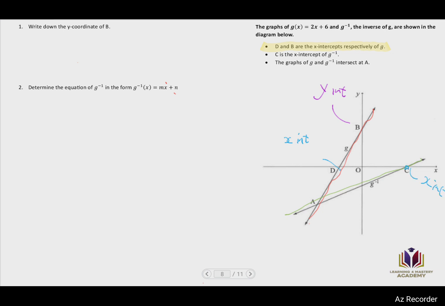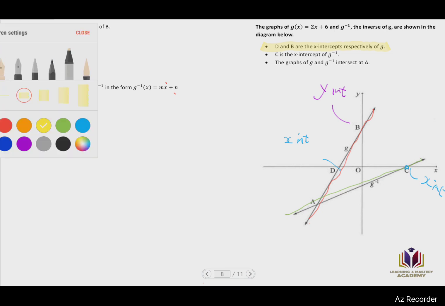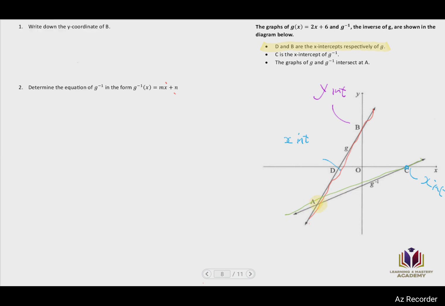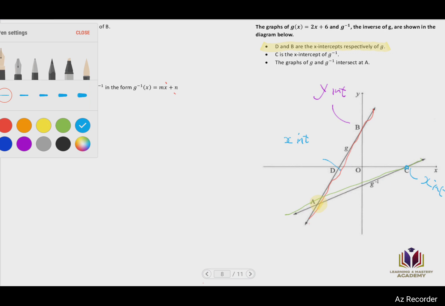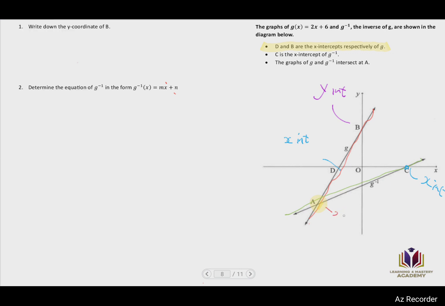And then the graphs g and its inverse intersect at A. There is point A over there. They intersect at that point. What does it mean when they say they intersect at that point? It means that is the point of intersection. What happens at the point of intersection? g of x is going to be equal to its inverse at that point. I hope that makes perfect sense. At that point the two are equal.